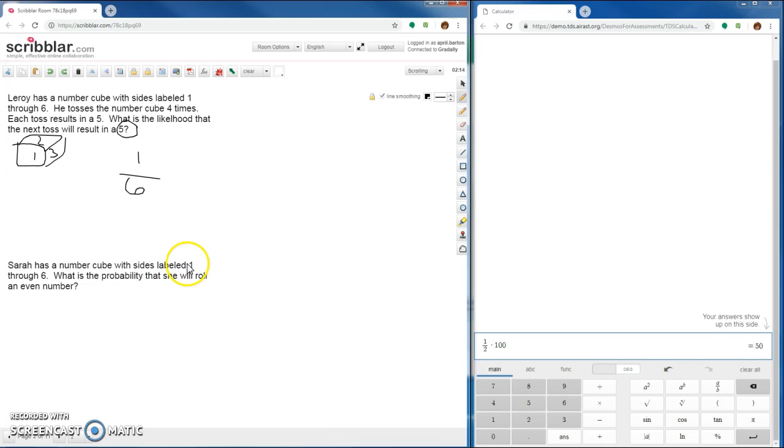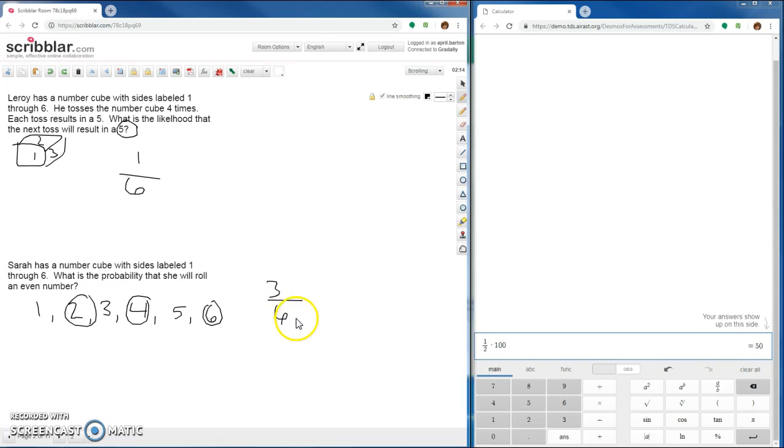You could do something similar, but this time when they roll the number cube, it still has numbers 1 through 6. What is the probability that she will roll an even number? So that's a little different. With just one number, there was only one possibility. With evens, you could have 1, 2, 3, 4, 5, or 6, and 2, 4, and 6 are all even numbers. So that's 3 possibilities out of the 6 total.